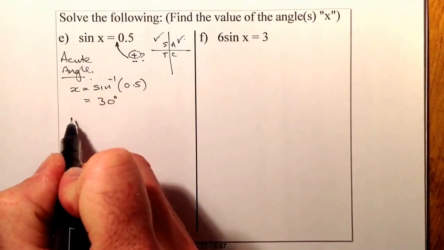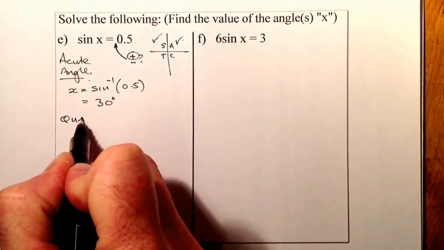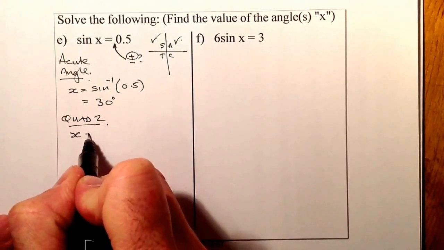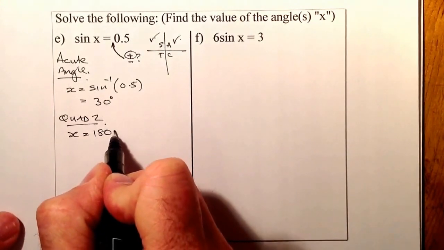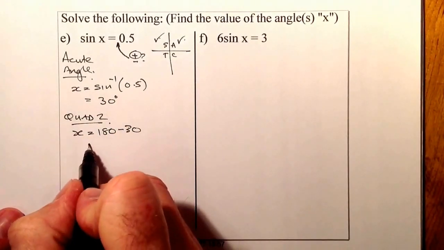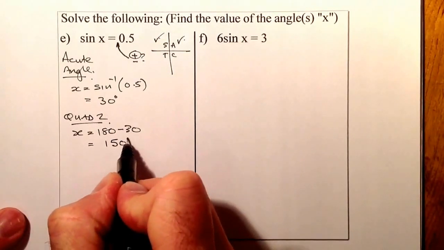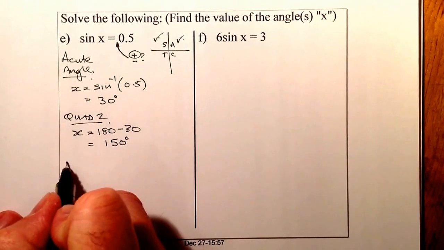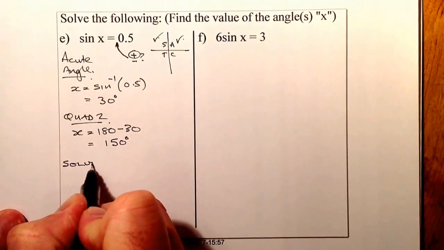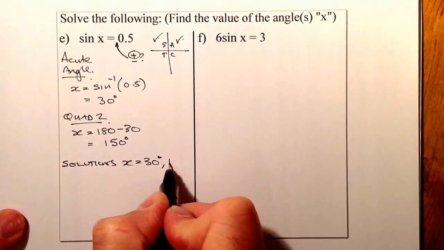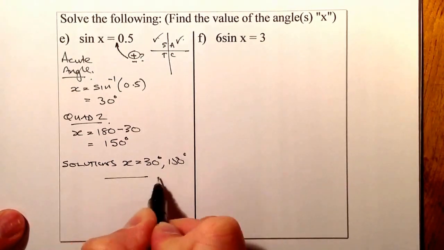In this case, because it's positive, the acute angle is one of my solutions. I'll then find the quadrant 2 solution, I'll just call it quad 2. And that's going to be 180 minus the angle that I've just found as the acute angle. And that should give me an answer of 150 degrees. And that was just like it was in the graph that I'd shown you earlier. So my solutions, x is equal to 30 degrees and 150 degrees. And that's that finished.